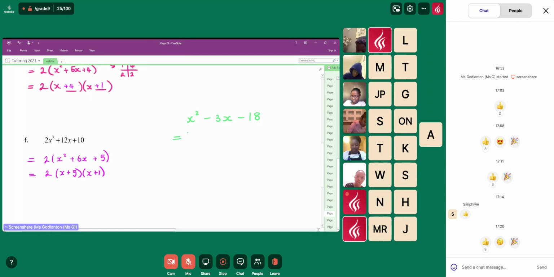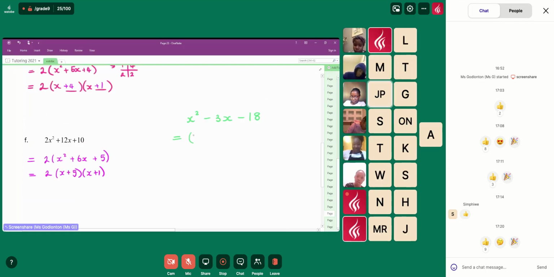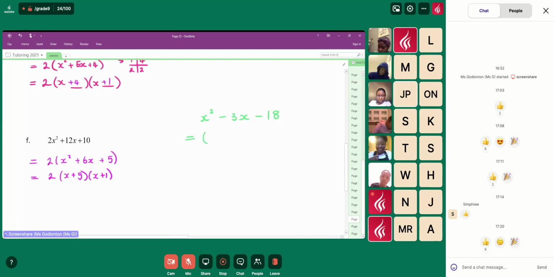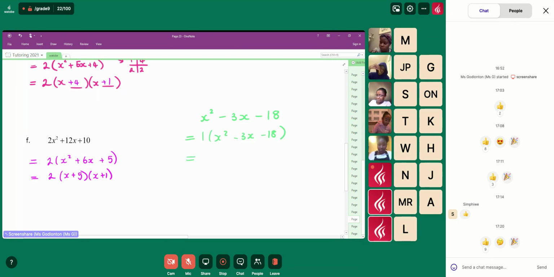Okay. Ma'am, the first step was 1 bracket x squared minus 3x minus 18. Okay. Yeah, you can definitely take out one as the highest common factor. It's not going to change our question, but you absolutely can do that. That's beautiful. Okay. And then the answer was x minus 6, x plus 3. Yay, well done.